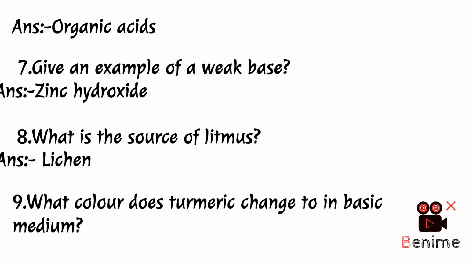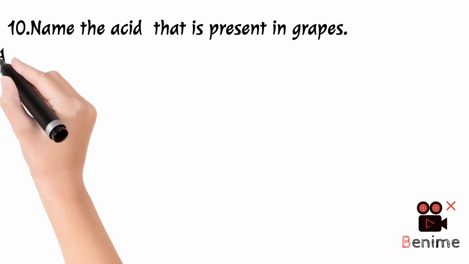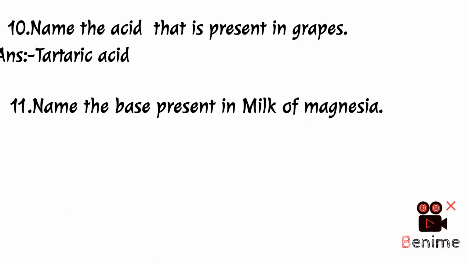Question number 9. What color does turmeric change to in basic medium? Turmeric indicator gives reddish brown or red color in basic medium, and there is no change in color in acidic medium or neutral solution. Question number 10. Name the acid that is present in grapes. It's tartaric acid, which is also present in tamarind and unripe mango. It is also an example of organic acid.